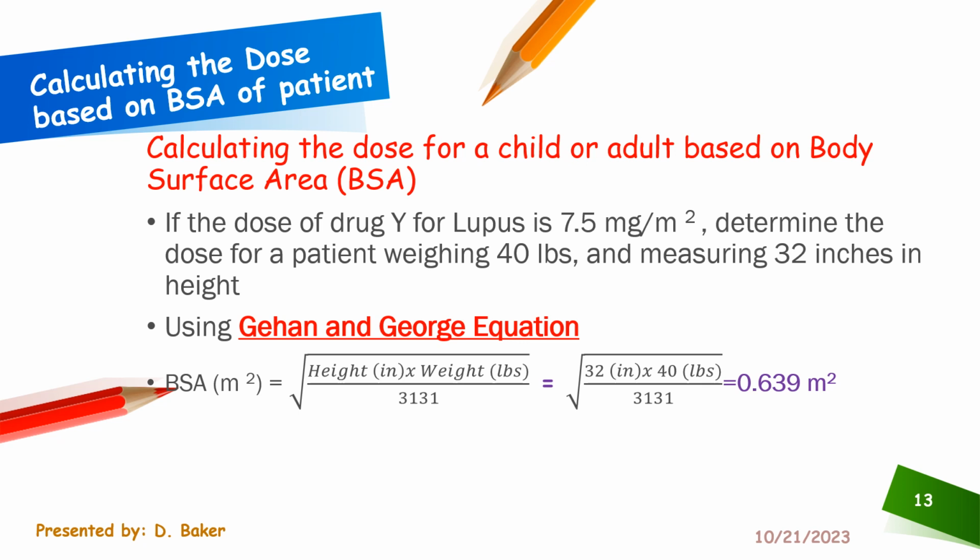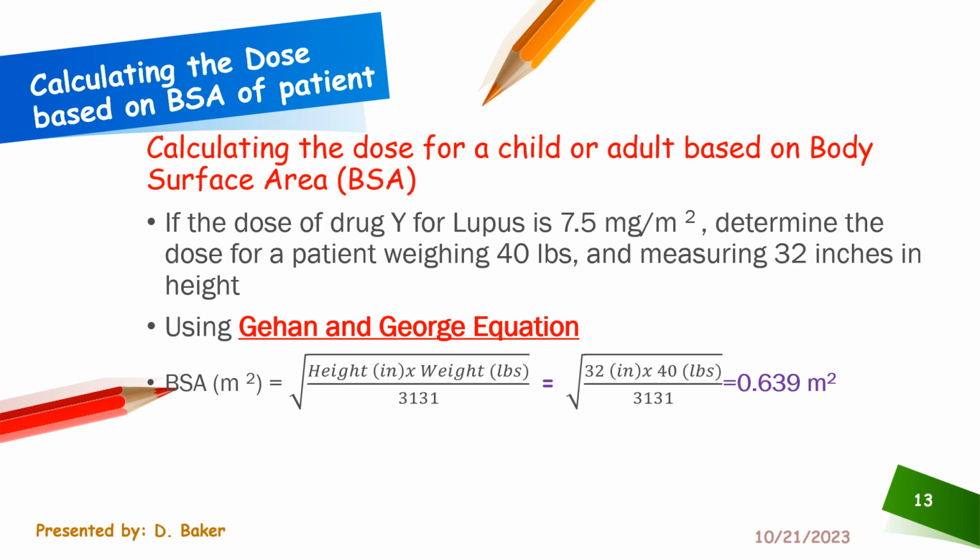We could also use the Gehan and George equation to calculate the body surface area for the child, using, of course, the imperial measurements that were given to us. So in this case, the height of 32 inches and the weight of 40 pounds would just be applied to the equation as is. Once you work that out, you'd get a body surface area of 0.639 meters square, which is not much different from what we calculated earlier, 0.641 meters square.